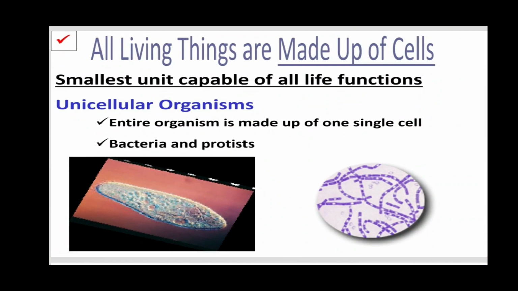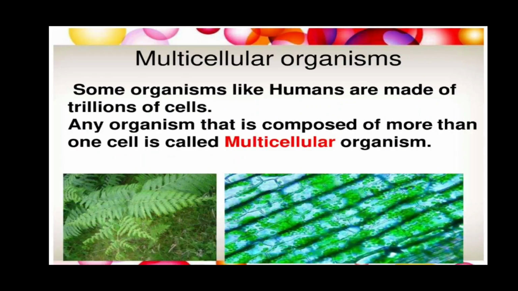There are certain organisms which are made up of a single cell, like amoeba and bacteria. They are considered unicellular organisms because they are made up of a single cell. An organism which consists of many cells is considered a multicellular organism, like human beings, horse, ant, plants, etc. They all are multicellular organisms.